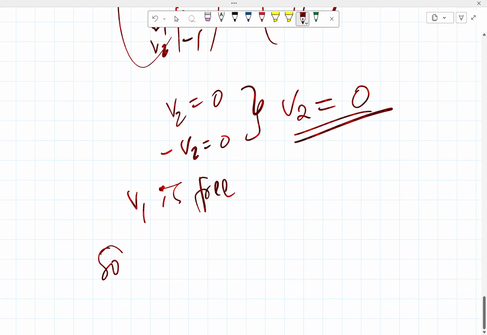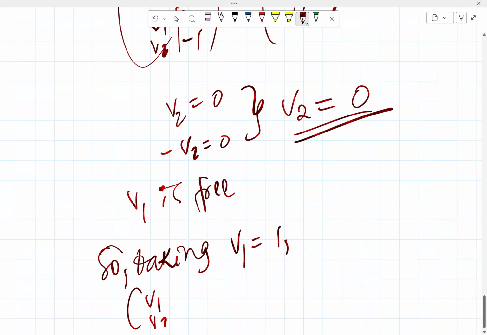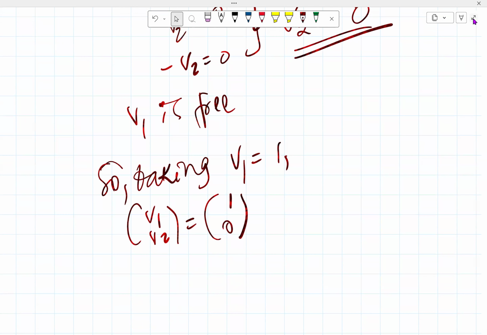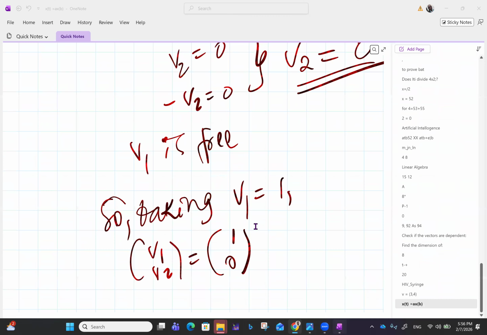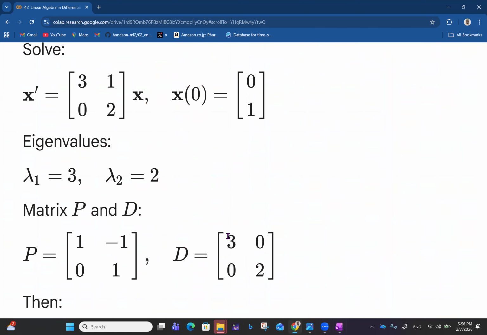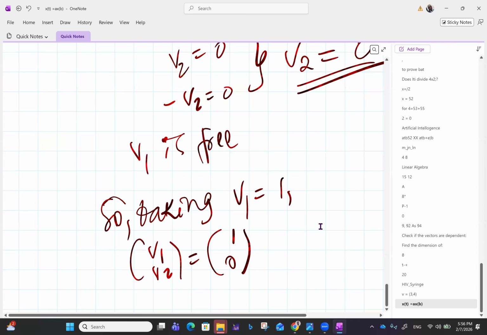Taking V1 to be 1, we have V1 and V2 the same thing, so V2 is 0. That's why we have (V1, V2) to be (1, 0). For eigenvalue 3, we have 1, 0, as you can see there. You have to be sure, because 3 is here, you have 1, 0. If 2 was here, the other eigenvalue we get is what you're going to get here. So for eigenvalue 3, we have that 1, 0.